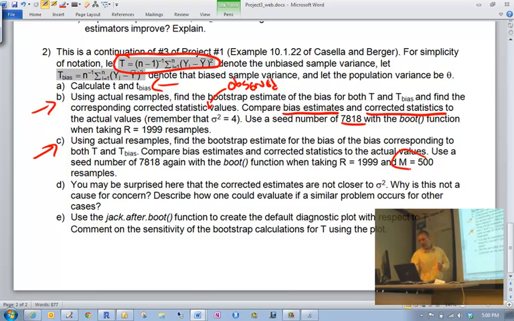Use m equal 500. Notice you are using the original resamples. That was in Part B.